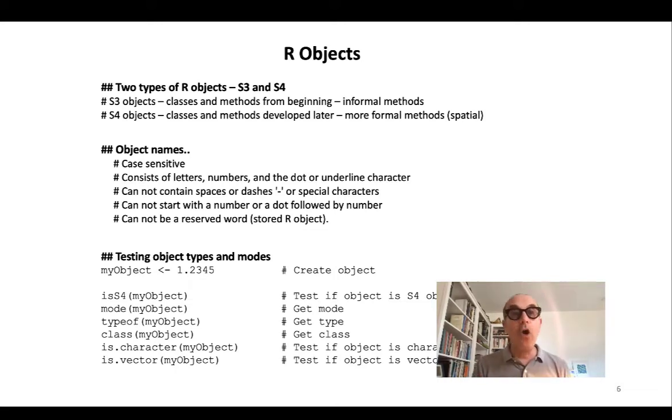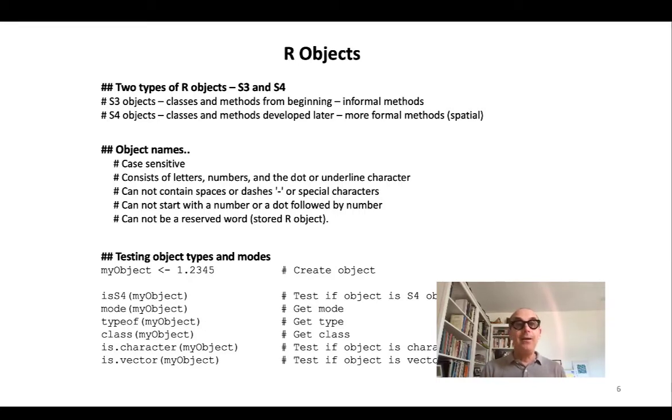So what is an R object? This is what makes R unique compared to Python or any other commonly used programming language. We have two types of object. One is S3 and the other one is S4. S3 has classes and methods from the beginning. It is an informal method. S4 is classes and methods that were developed later, and it is a more formal method.